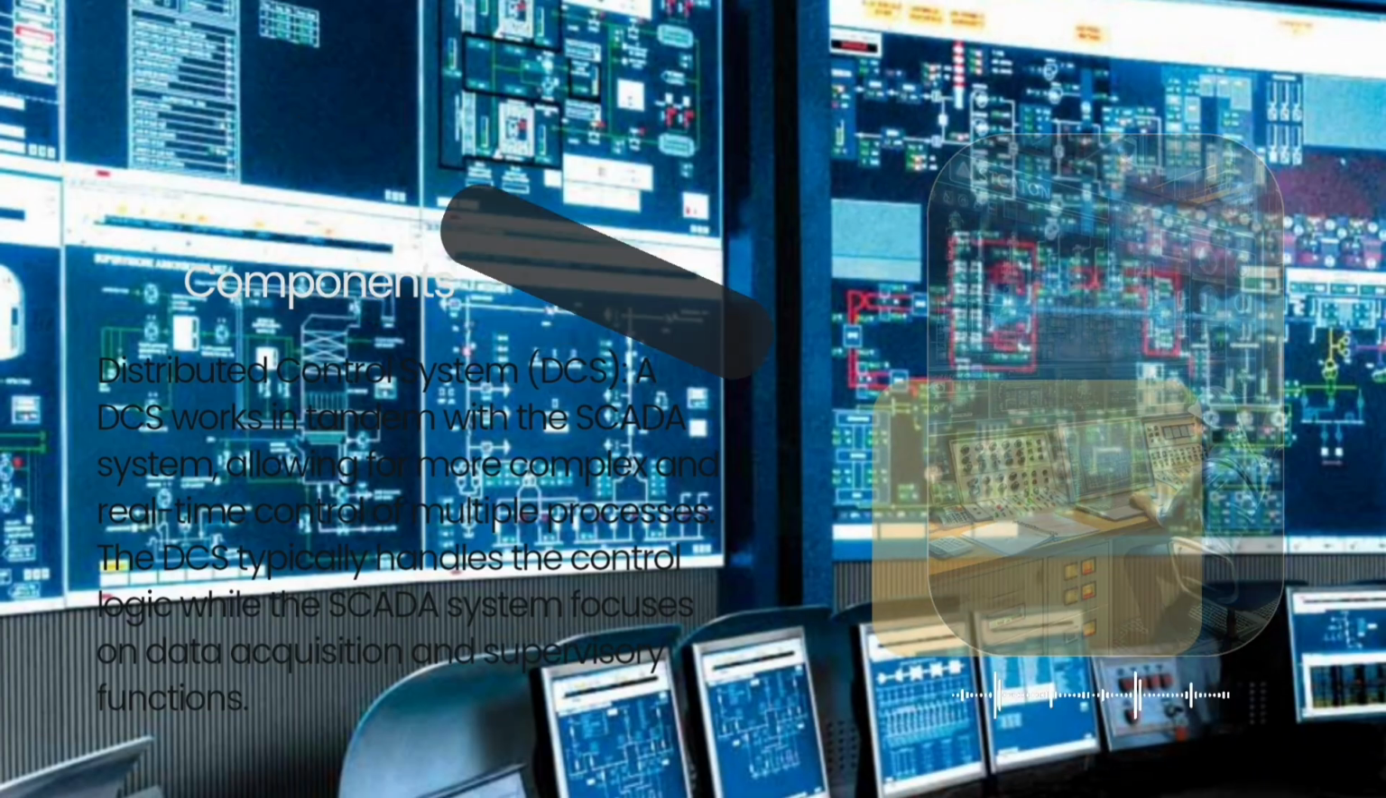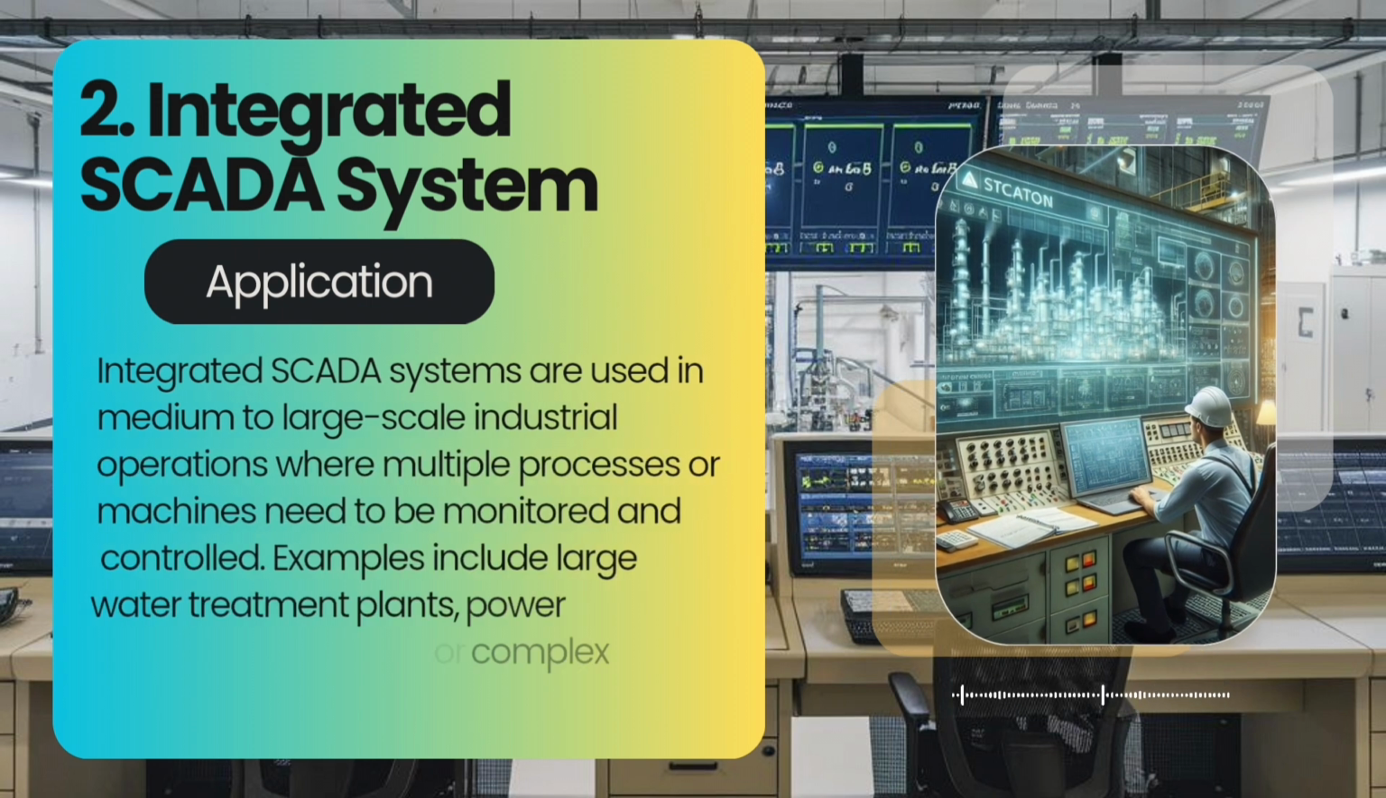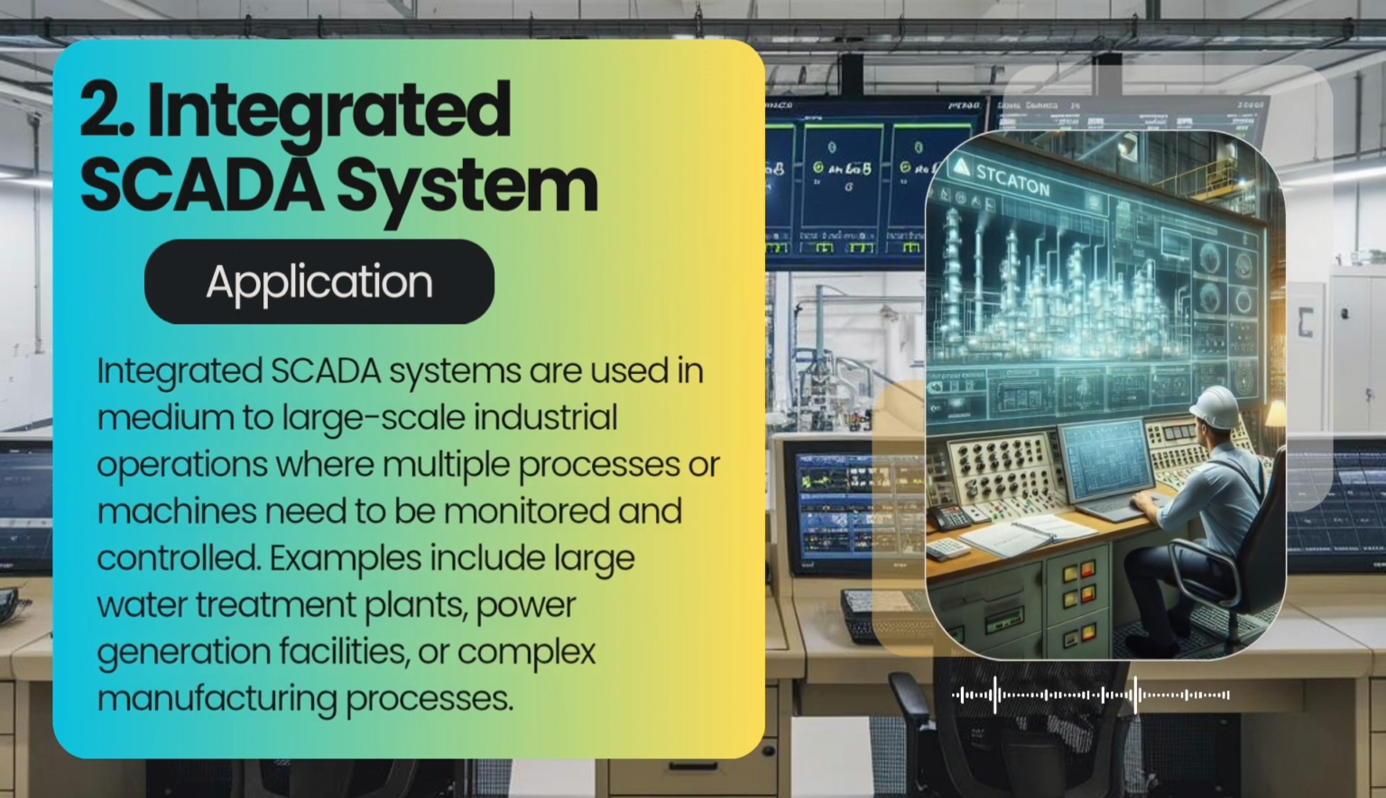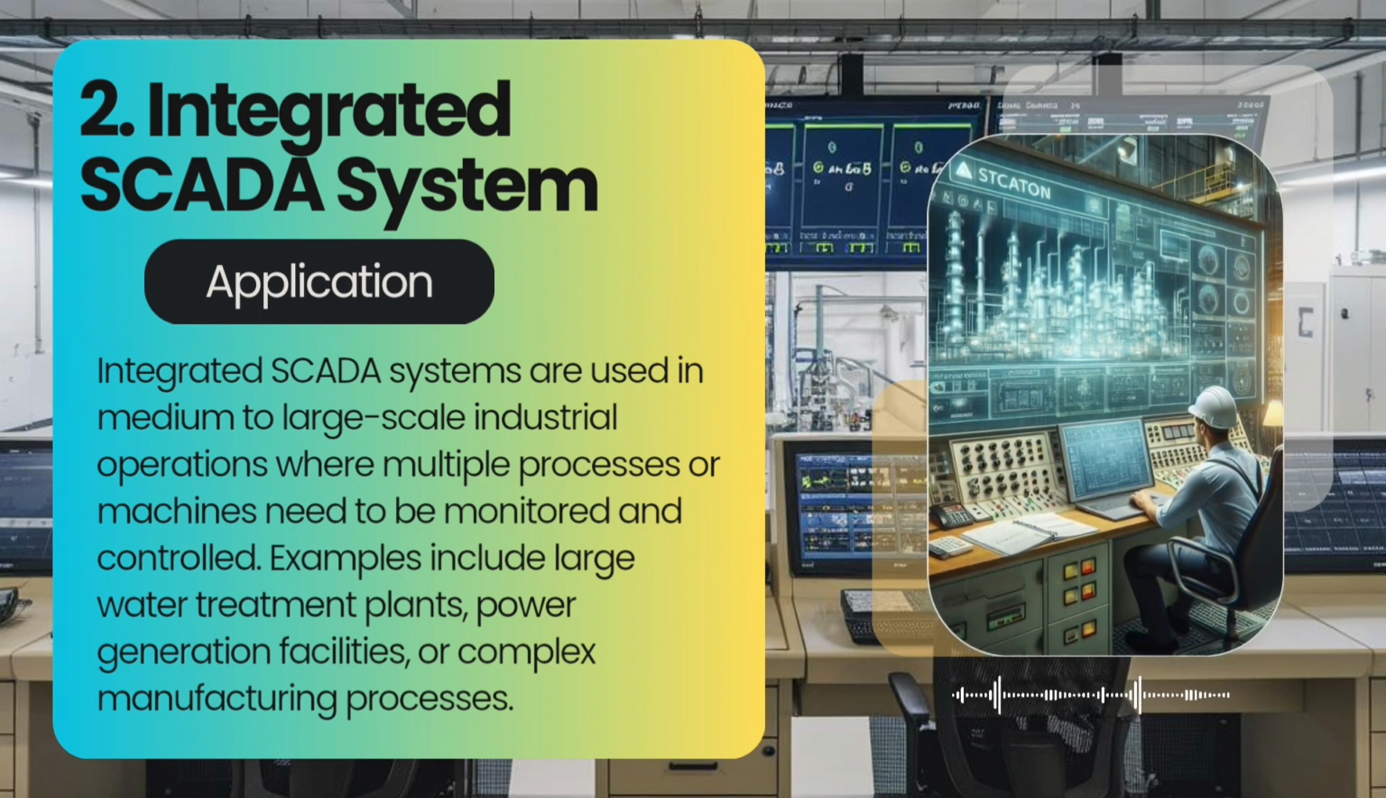functions. Application. Integrated SCADA systems are used in medium to large-scale industrial operations where multiple processes or machines need to be monitored and controlled. Examples include large water treatment plants, power generation facilities, or complex manufacturing processes.